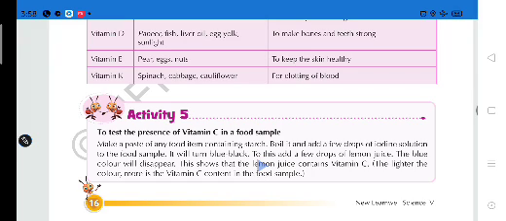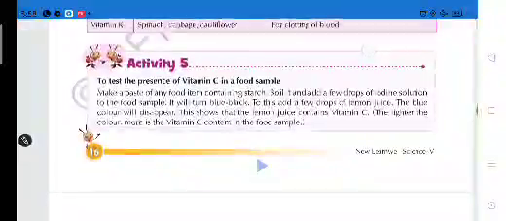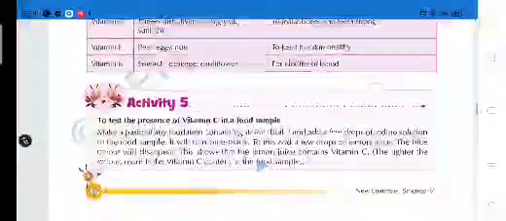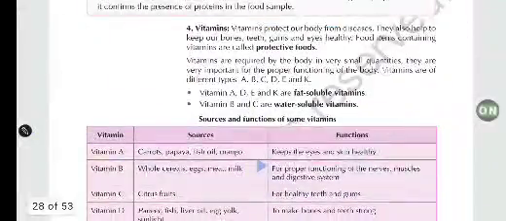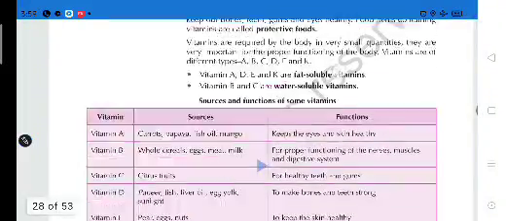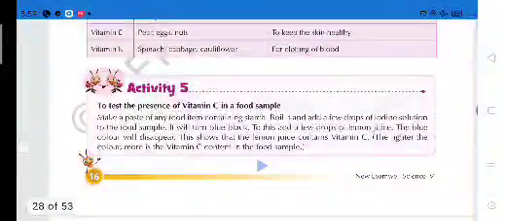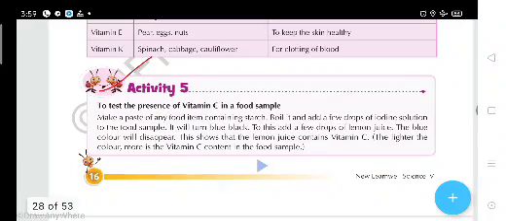In 6th class, in science subject, we were discussing the second chapter, components of food. In the last video, we discussed vitamins, fat, and carbohydrates. So now in this video, students, in activity 5, we see how we are able to know the presence of vitamin C.